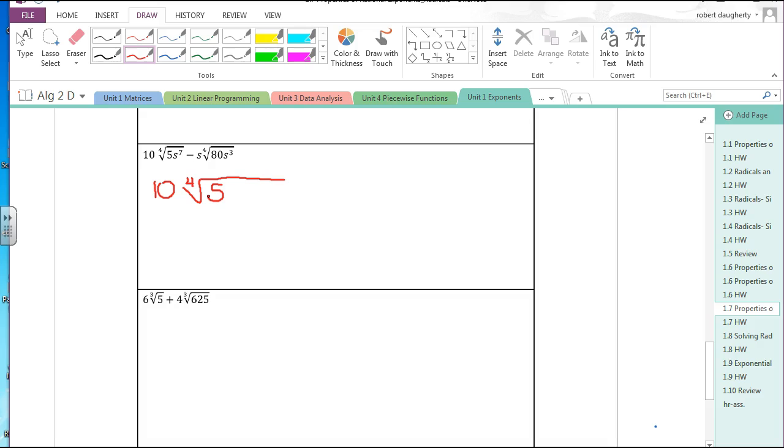How can I write s to the 7th to be simplified with fourth roots? S to the fourth, right? And then s to the what? Cubed, okay? That's the way I'm going to write s to the 7th, okay? Minus s.